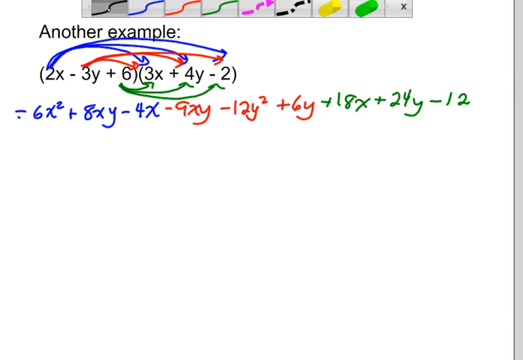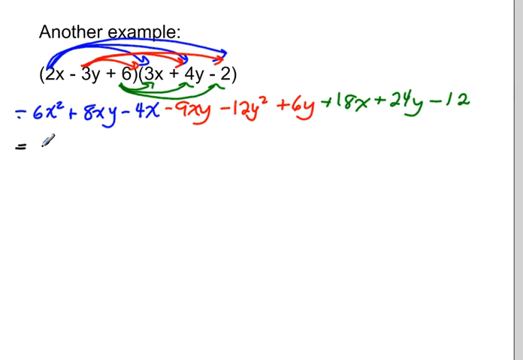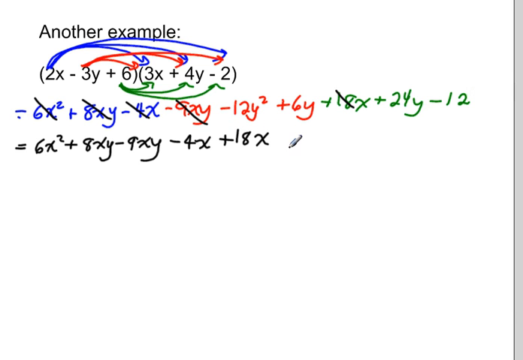So at this point, I'm going to collect my like terms if there are any. So I have 6x squared. There aren't any other terms like that. But 8xy and negative 9xy, those go together. One thing that you might want to try as you're collecting like terms is cross them out after you've written them. That way you're less likely to miss one. So we have negative 4x and positive 18x. We have positive 6y and positive 24y. And we have negative 12y squared and negative 12.